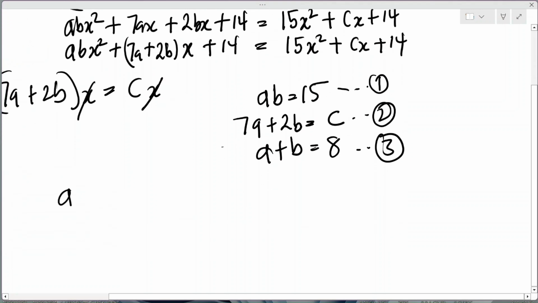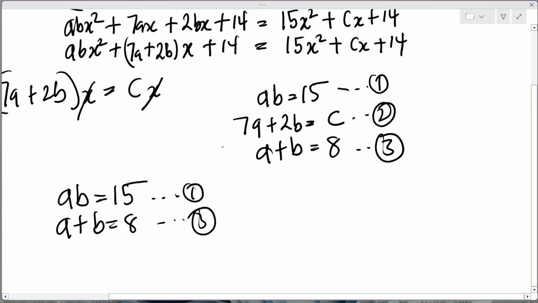Equation 1 says AB, that's A times B, equals 15. And equation 3 says A plus B equals 8. Equation 1 and equation 3. This is a simultaneous equation that will lead to a quadratic equation.